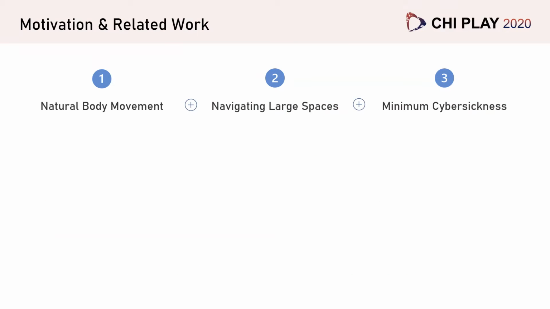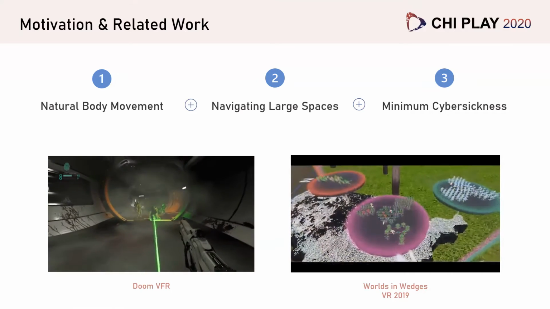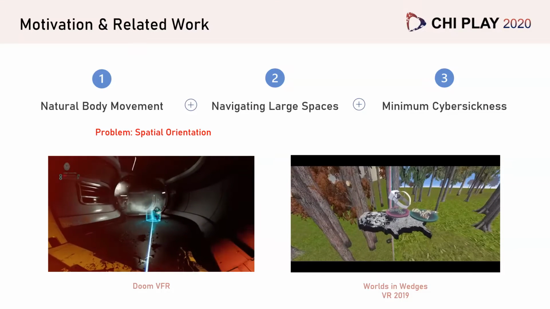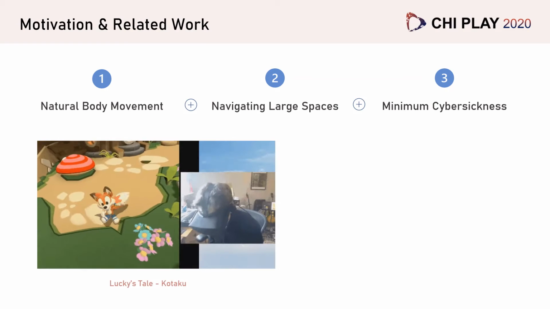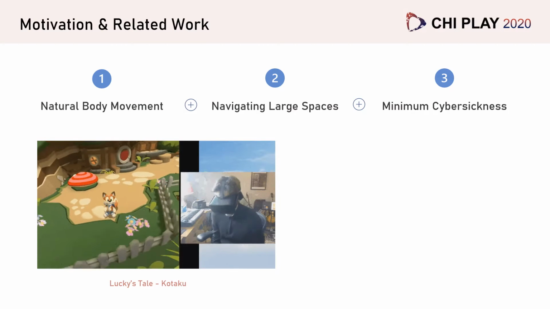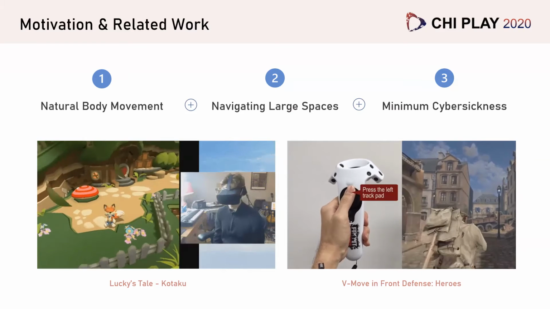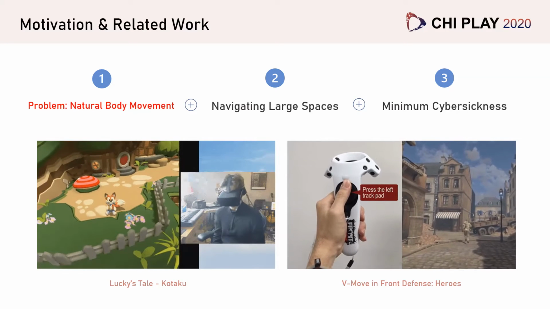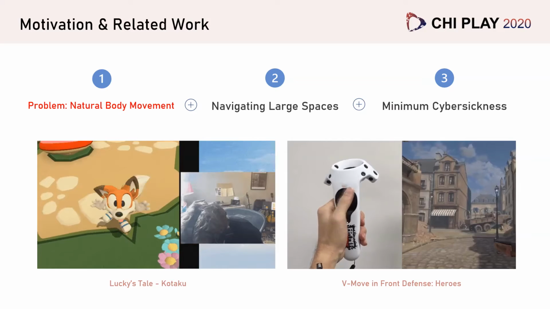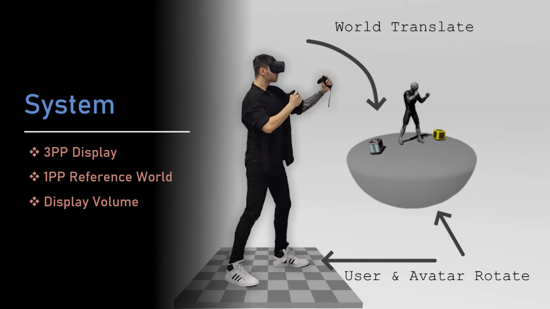To tackle this, avatar teleportation or world-in-miniature approaches are used, but at the expense of spatial orientation or a continuous interaction flow. Some games like Lucky's Tale incorporate a traditional third-person approach, and some others like Front Defense Heroes combine first and third-person perspectives. However, these methods prevent natural body movement as the user's rotation is always restricted to keep the avatar in sight. Unlike these methods, our system 3PP-R enables all of the features together.